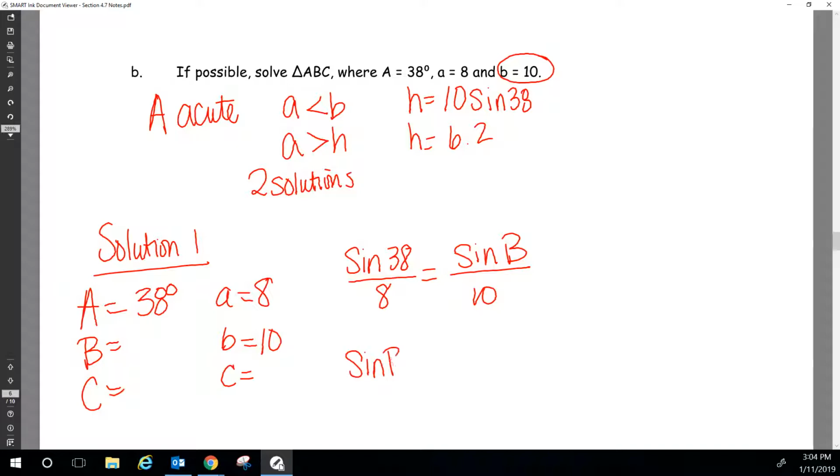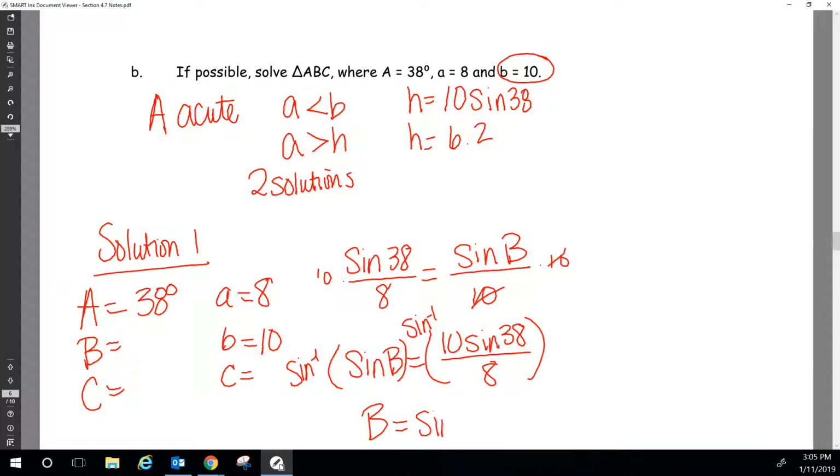Now we want to solve for big B. So sine B would be 10 sine 38 divided by 8. And to unlock that B, we're going to take the sine inverse of both sides. So big B is sine inverse of 10 sine 38 divided by 8. When we plug that into our calculator, we get B is 50 degrees. Purely coincidental that both B's are 50 degrees in this example.